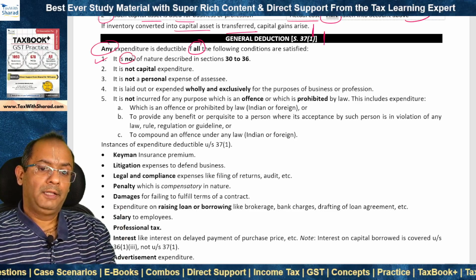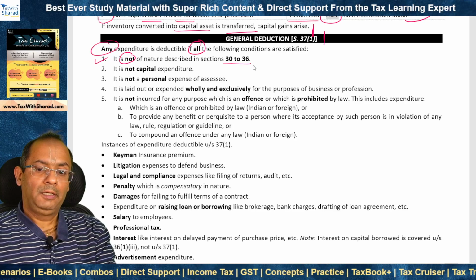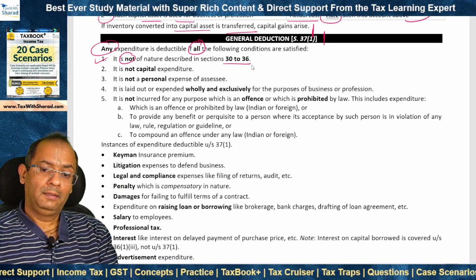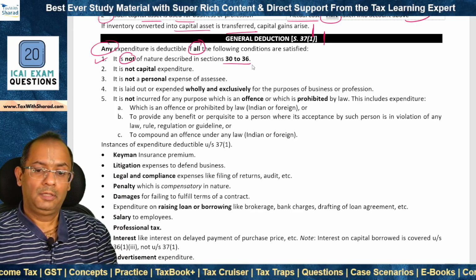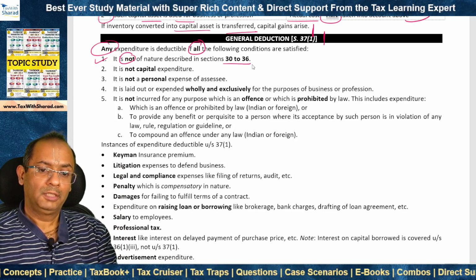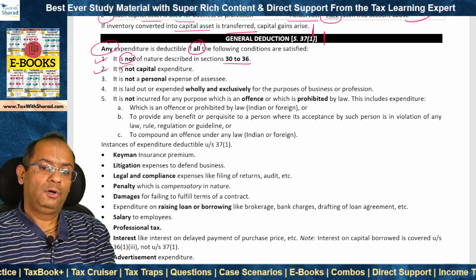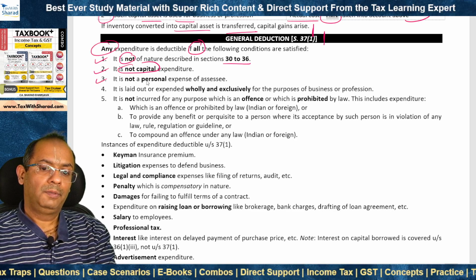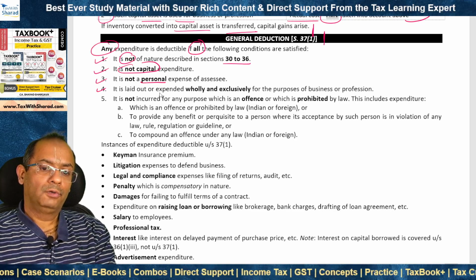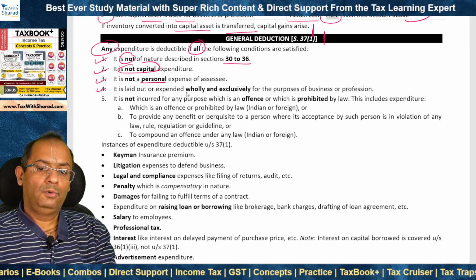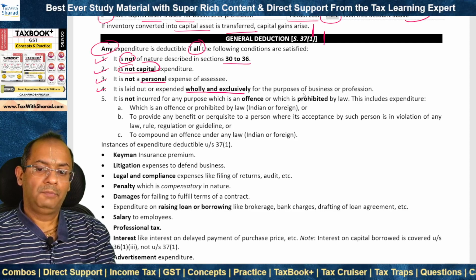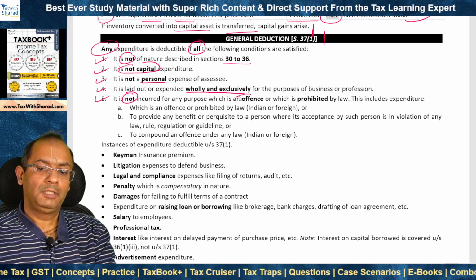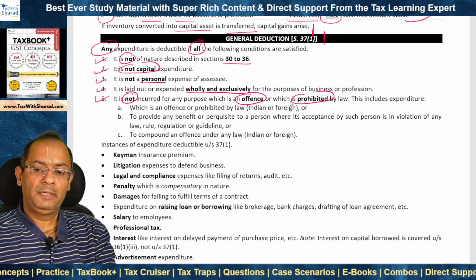Number 1, it is not of a nature described in sections 30 to 36. And if that be the case, then the provisions of those sections apply, and allowance or disallowance is made as per the provisions of those sections. Second, it is not capital expenditure. It should be revenue. Third, it is not a personal expense of the assessee. Fourth, it should be laid out or expended wholly and exclusively for the purposes of business or profession. And lastly, it should not be incurred for any purpose which is an offense or which is prohibited by law.